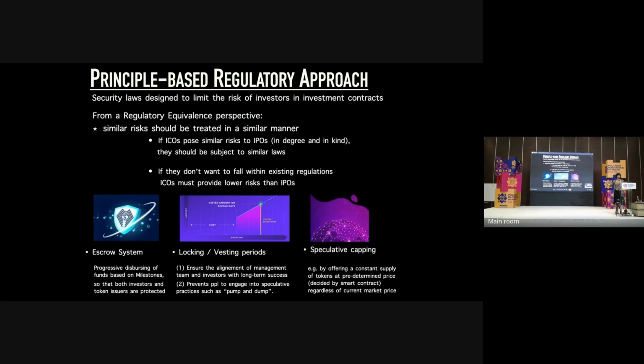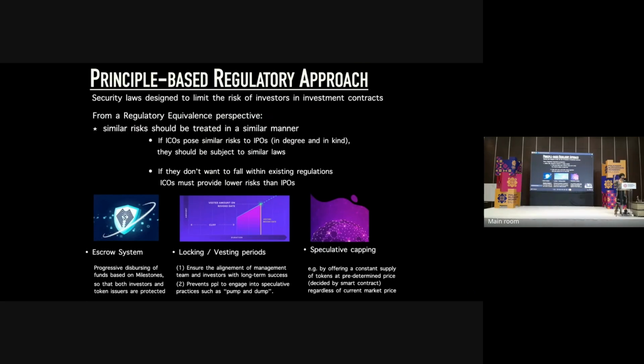Examples of how we can reduce the risk for the investor in an ICO is the escrow system. So implementing a system in which tokens get disbursed upon the achievement of specific milestones, so that the investors are staking their funds. So we know that the funds are locked somewhere, but they only get disbursed if the specific milestones are delivered. So these protect on both sides.